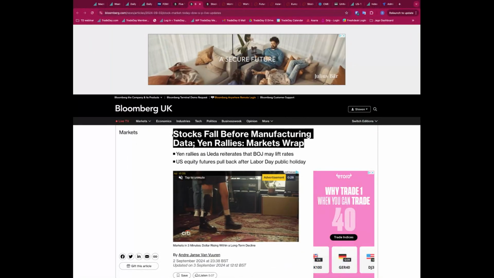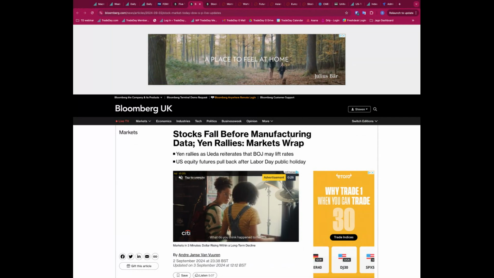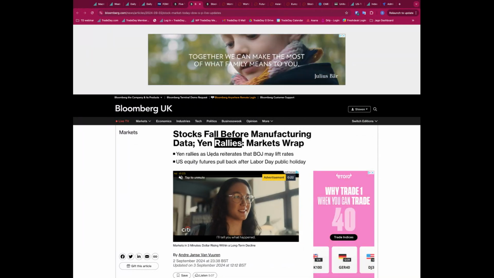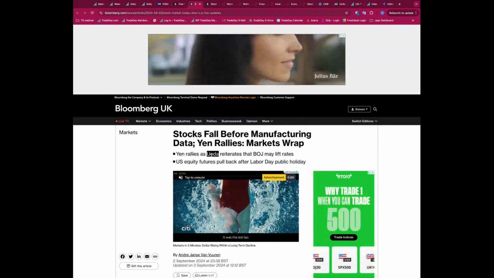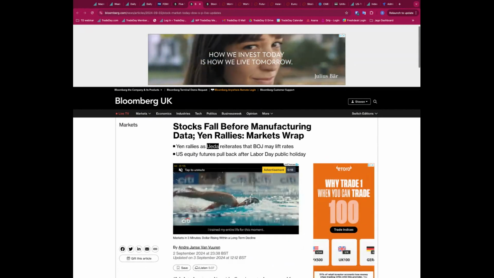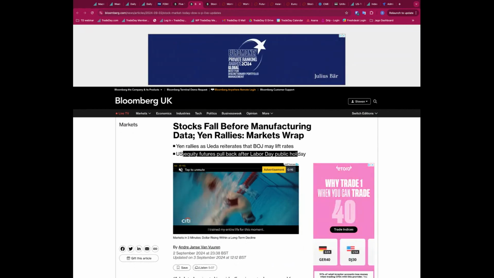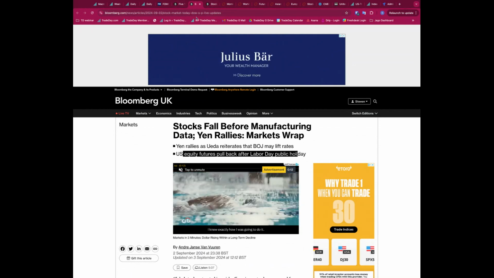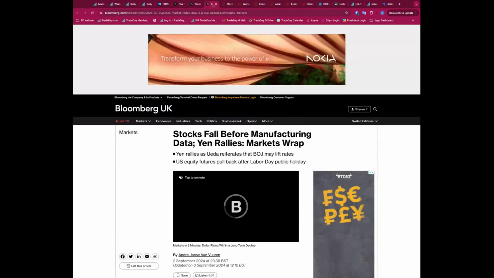So just to summarize, nothing really going on with all the focus on the manufacturing data in here. The yen is up on the back of that. As we said, Ueda reiterates the Bank of Japan may lift rates. US equity futures are actually down lower after the holidays. We're tracking lower this morning, setting up for the busy week.